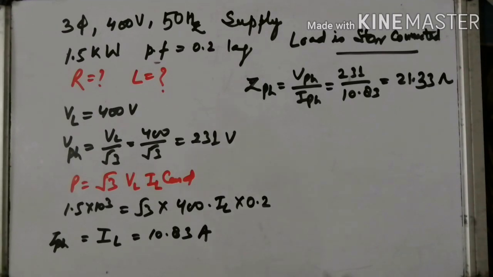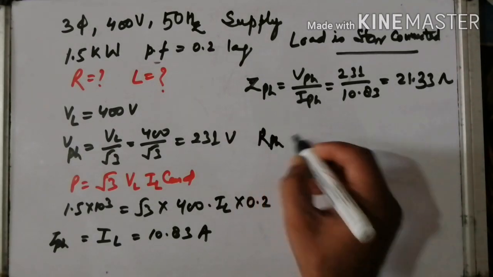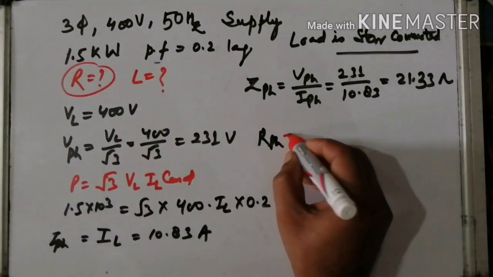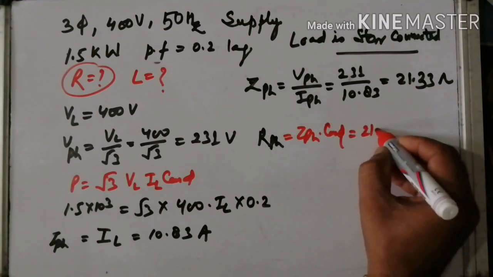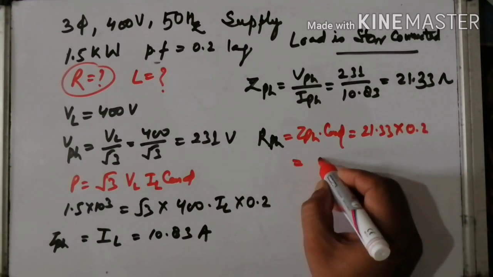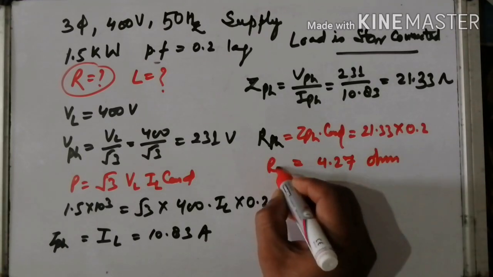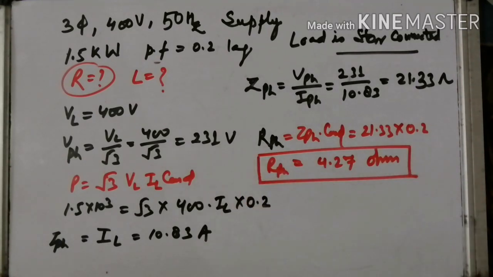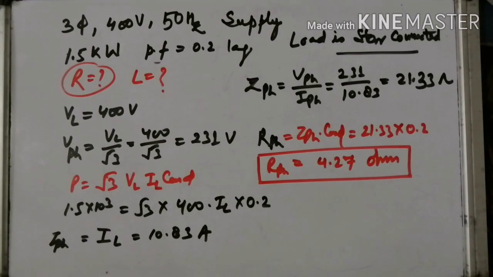Right? And the cos component of this ZPH is nothing but RPH, which is required over here. RPH is nothing but ZPH into cos phi, that is 21.33 into 0.2, it is 4.27 ohm. It is RPH. Right? The resistance part of the load.